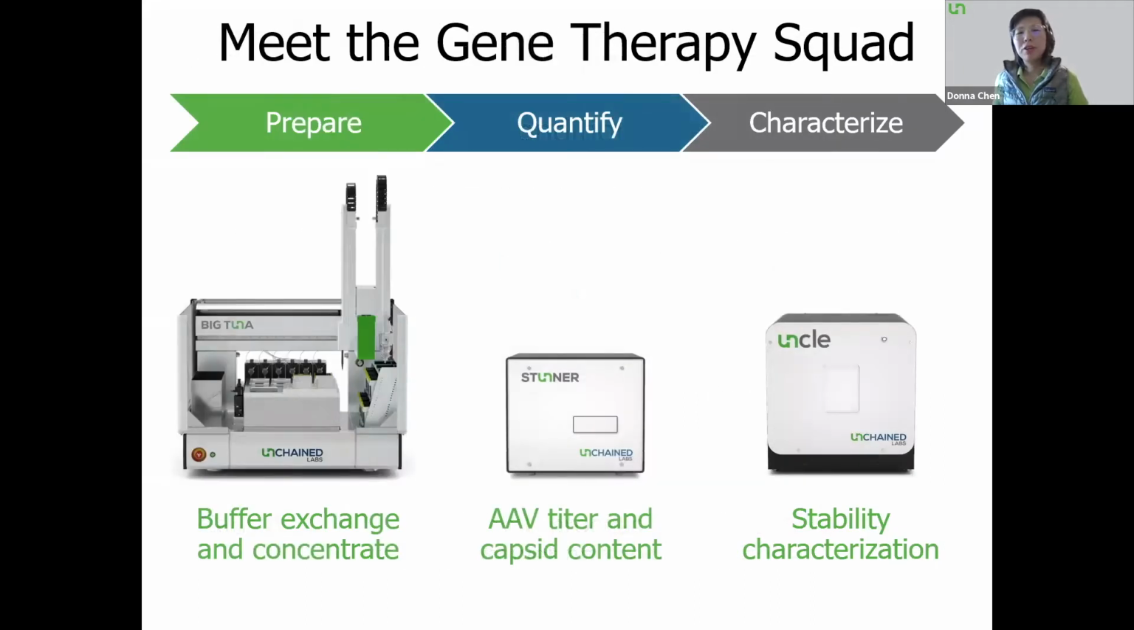So I'm going to tell you about the 3 innovative products that we have to help you automate and accelerate AAV characterization. First we have the Big Tuna, a fully automated buffer exchange system to help you buffer exchange and concentrate the sample into the right working range. Then we have the Stunner to quickly give you AAV titer and capsid full-empty ratios. And then we have the versatile stability assessment platform Uncle to answer the 2 big questions of capsid stability and also genome ejection and aggregation.